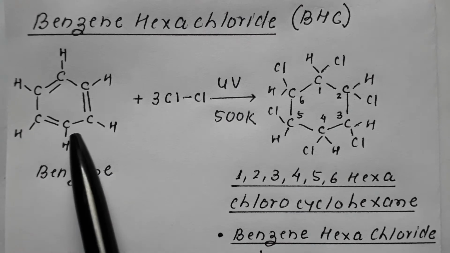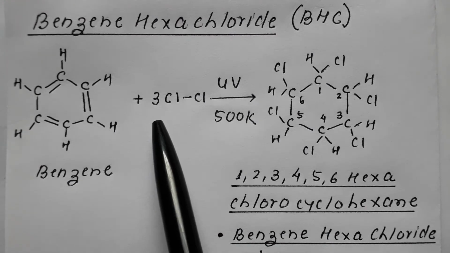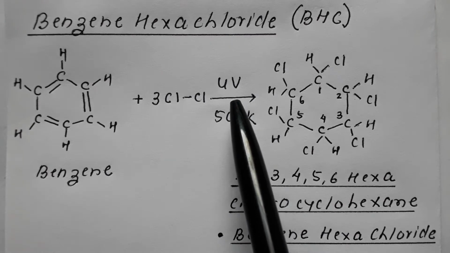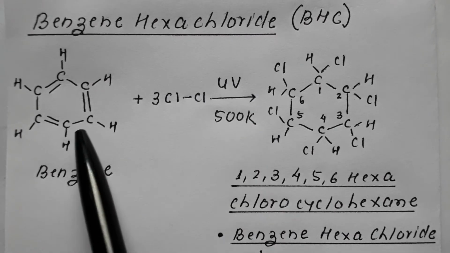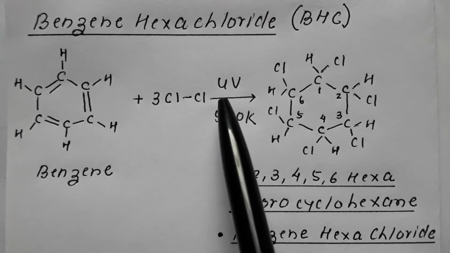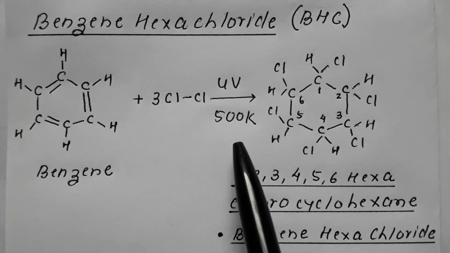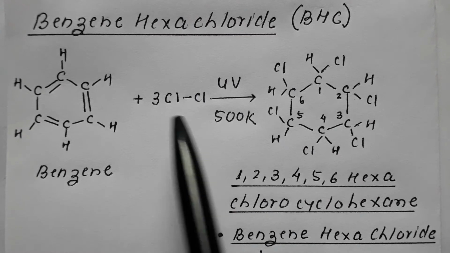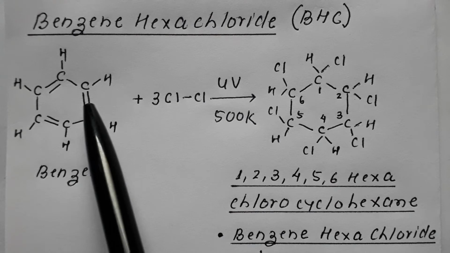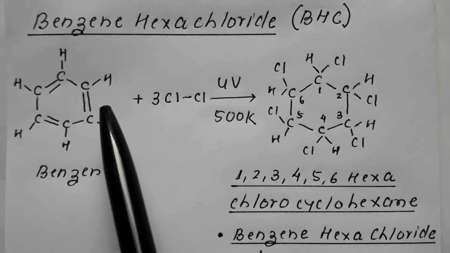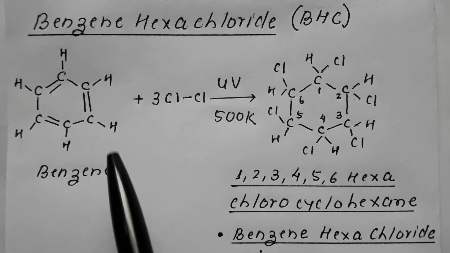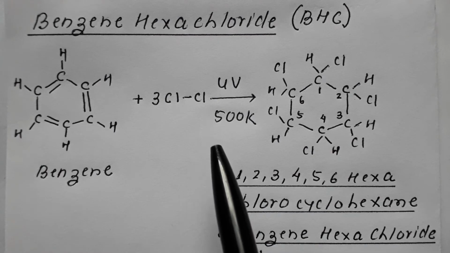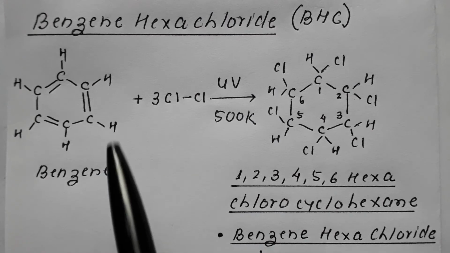So when benzene is made to react with chlorine in presence of ultraviolet radiation, remember, in presence of sunlight there will be no reaction. So benzene reacts with chlorine in presence of ultraviolet radiation at 500 Kelvin temperature, and it will undergo addition of chlorine. The double bonds decompose and one chlorine adds to each carbon atom.